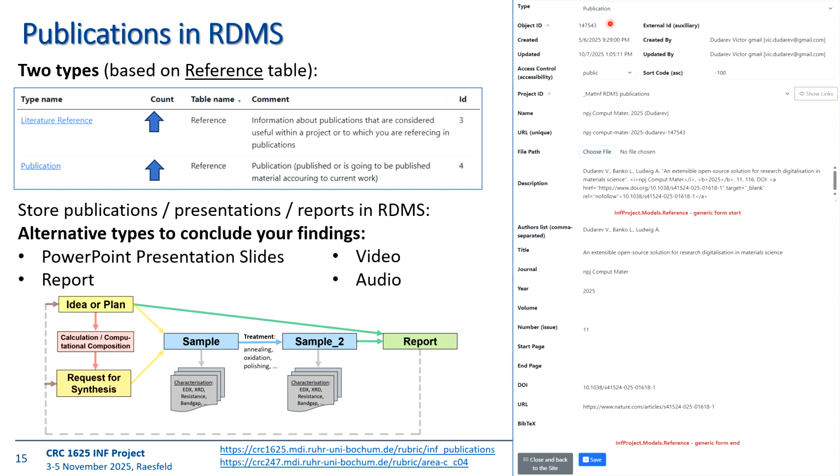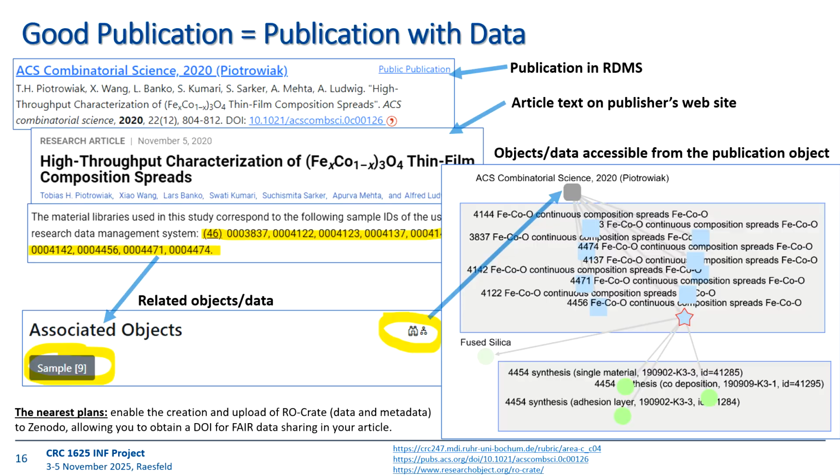Regarding the publications, in short, there is a special dedicated type called publication. To add articles, you need to create objects of this type and, whenever possible, fill in all the fields provided by the form. A very good example is a publication from the past, which allowed me not only to create its digital twin in RDMS, but also to link the publication to all the data used in it.